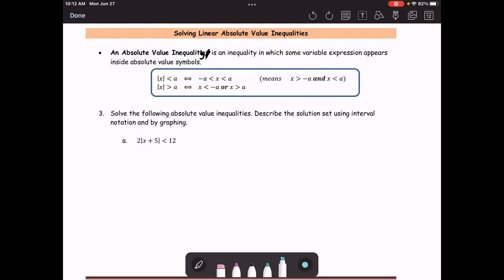Solving linear absolute value inequalities. An absolute value inequality is an inequality in which some variable expression appears inside absolute value symbols.